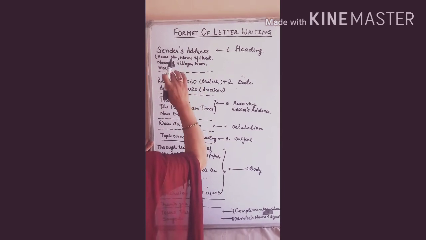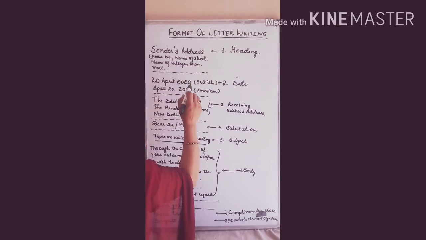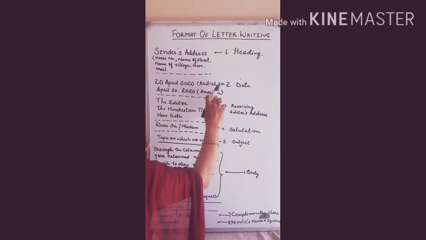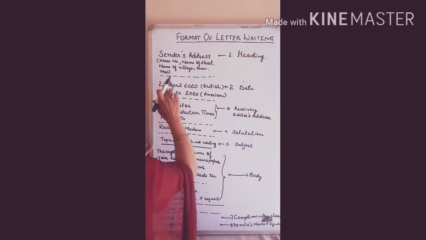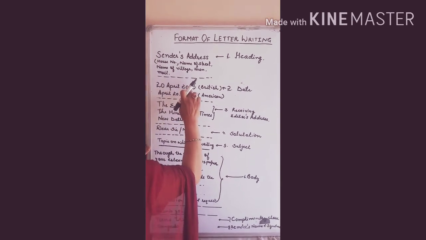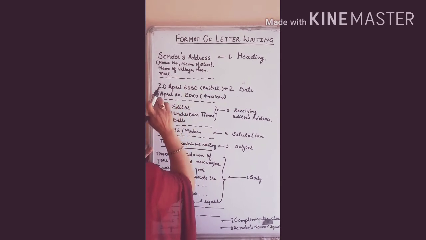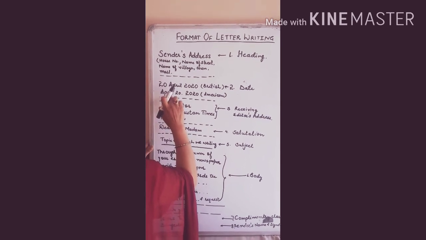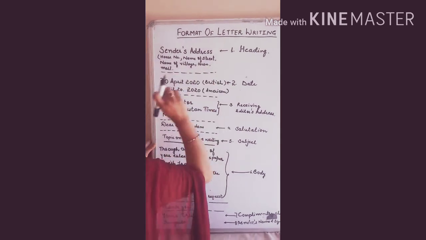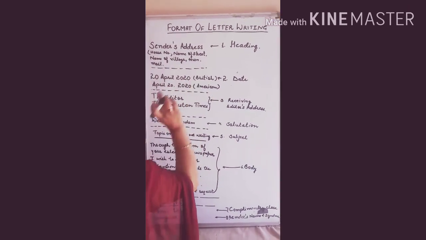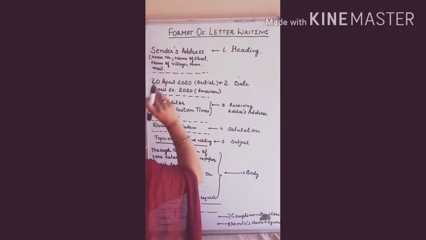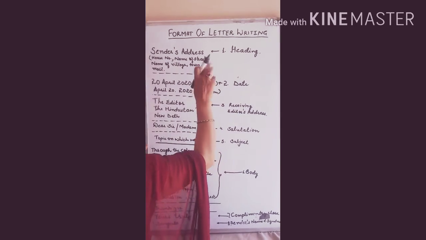Then in the second step, we have to write the date. Here I mention the date in two types. First is British and second is American. In British style, we first mention the date, then month, then year. In American style, we mention the month first, then date and then year. But as we are following British language, we write the date this way. So it is up to you. If you want to write the other one, you can, but we should not write the date with slashes.